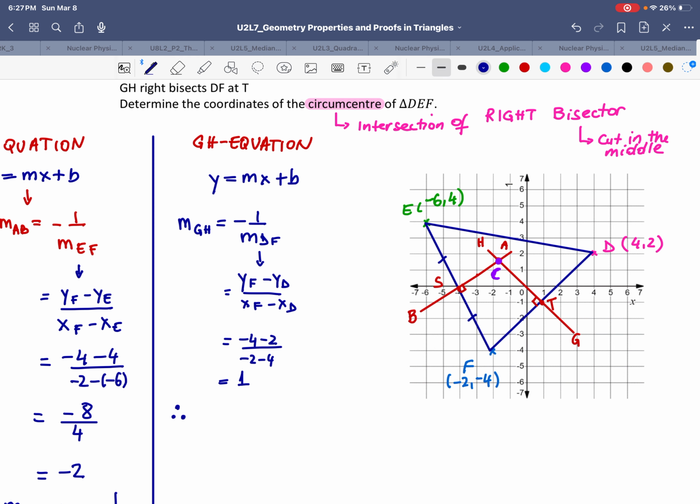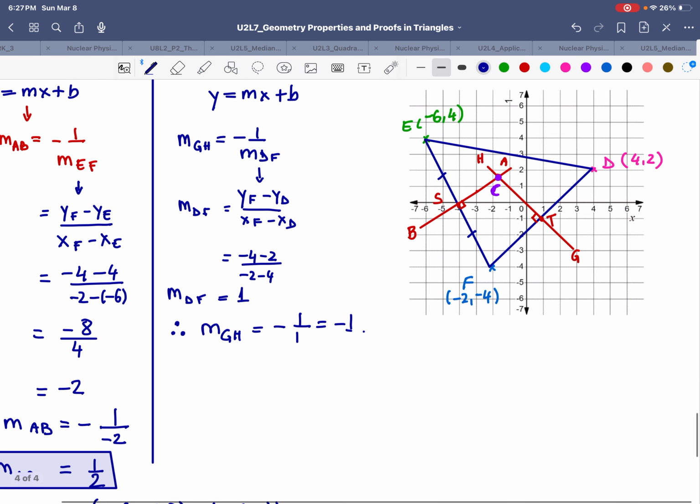Therefore, if the slope of DF is equal to 1, then the slope of GH, the right bisector, will be the negative reciprocal of it. So in other words, simply -1.